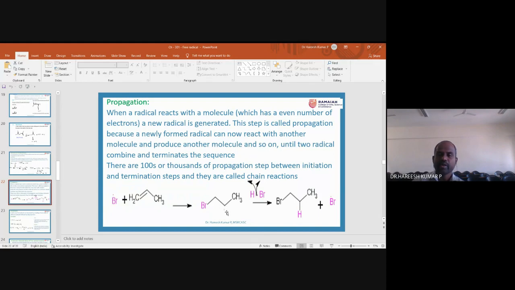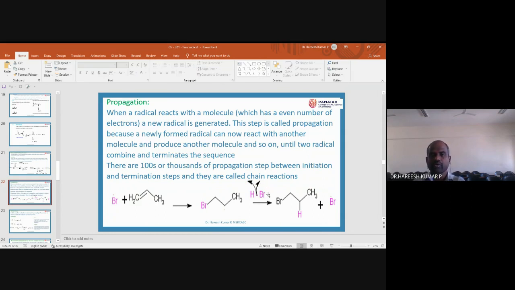Now this free radical again reacts with the neutral molecule HBr. HBr undergoes homolytic cleavage. Hydrogen forms a bond with this carbon, and bromine forms a free radical. Again, this formed bromine radical can react with another HBr and give rise to Br2 and hydrogen radical. That hydrogen radical can react with one more molecule of bromopropene radical and gives rise to this moiety. So the propagation or chain reaction is a continuous process. How is it continuous? There will be a possibility of forming hundreds or thousands of propagation steps between the initiation and termination steps, and they are called chain reactions.